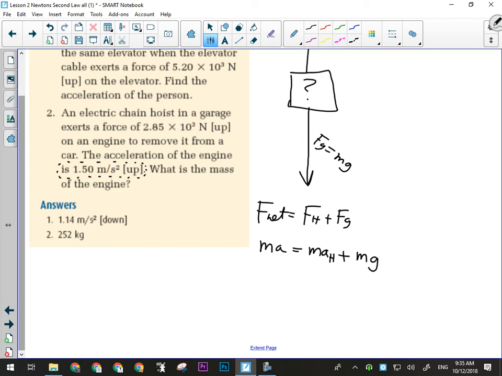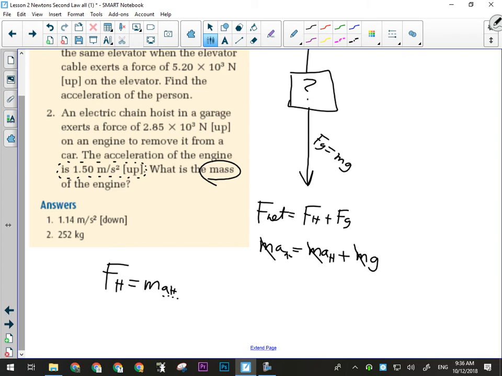Now, the question wants to know what the mass of the engine is, but before I get to that, I actually have to cancel the masses. Because if I can use this formula here, the force of the hoist equals mass times the acceleration of the hoist, I can use that to get mass, as long as I can get the acceleration of the hoist. Well, mass is in every term here. Agreed? So I'm going to cancel it off. It's like it doesn't exist.